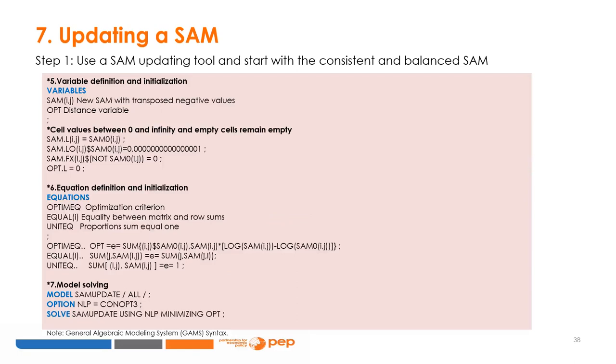Fifth, the variables, for instance the final SAM and the optimization criterion, OPT, are defined and initialized here. Sixth, the equations are also defined and initialized. The equations include the cross-entropy optimization equation and two constraint equations, for instance, the equality and the unity equations. The equality constraint states that the sum of values for a particular row must be equal to the sum of the values for the corresponding column. The unity constraint states that all values in the SAM must sum up to 1. Seventh, the model is solved.